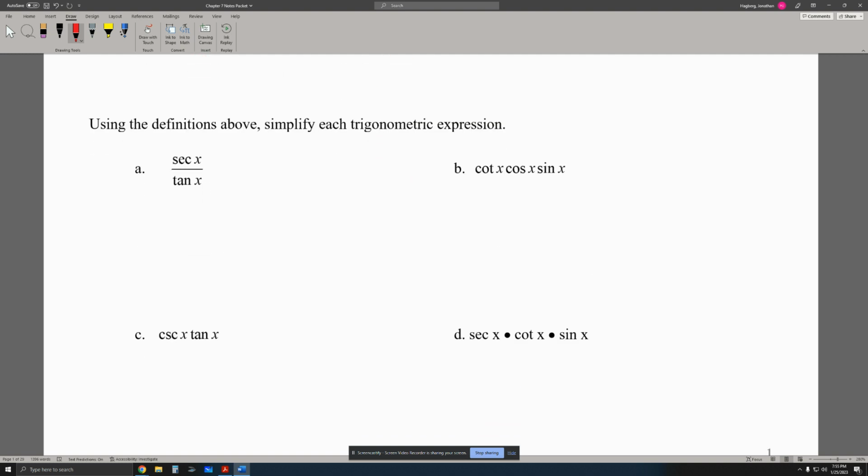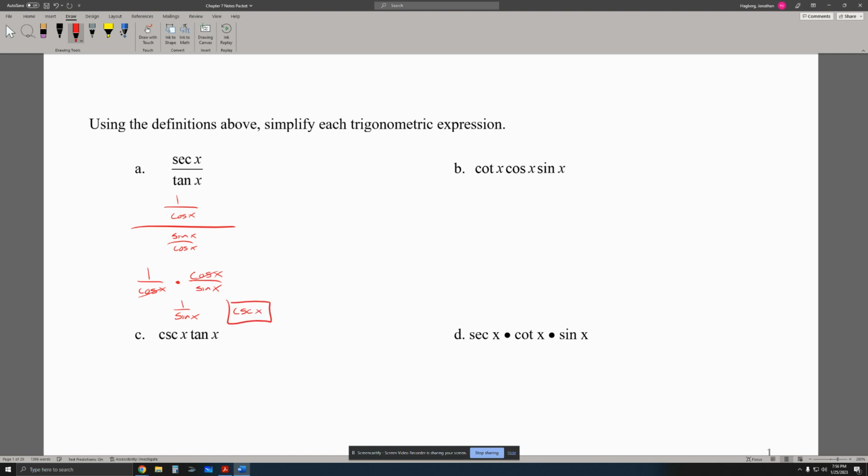For part A, I have the secant of x over the tangent of x. I can rewrite each of these in terms of sine and cosine. So secant of x would be 1 over the cosine of x. And tangent of x is sine x over cosine x. We just learned that. Well, dividing by a fraction is the same as multiplying by its reciprocal. So we have 1 over cosine x times the reciprocal, cosine x over sine x. Okay? When we multiply this, our cosines cancel out. We get 1 over the sine, or just the cosecant.